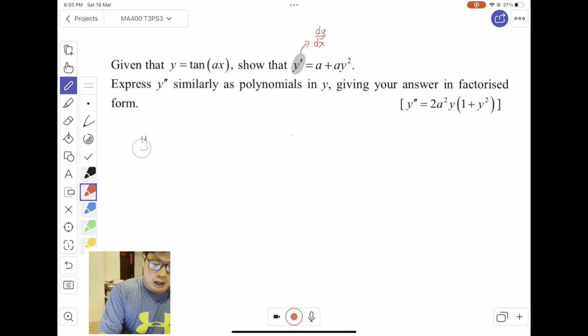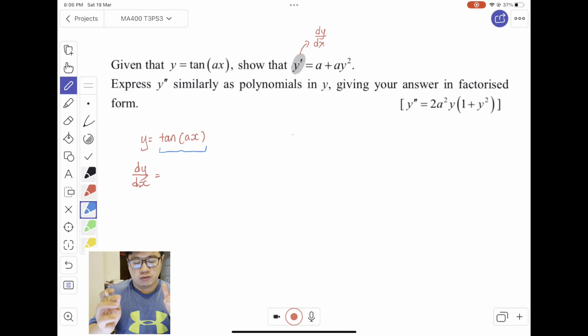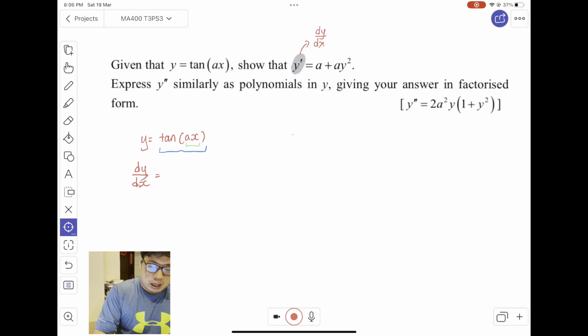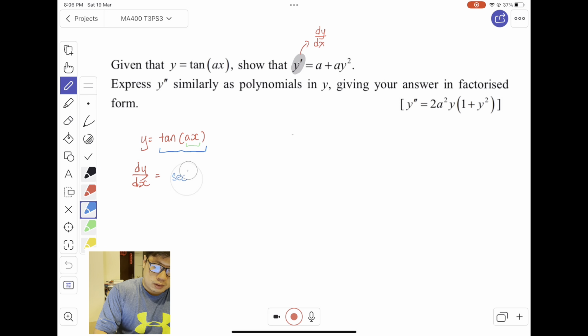Now my y is equal to tan ax. Now we are supposed to differentiate it the first time, so dy dx, and we know that when we differentiate tangent, that gives us a secant squared. Looking at this function itself, there are two layers. The outside layer is the main tangent function, and what is inside is the ax. So we need to differentiate the outside, followed by the inside. When we differentiate the first layer, the tangent, that will give us a sec squared ax. This is just differentiating the first layer.